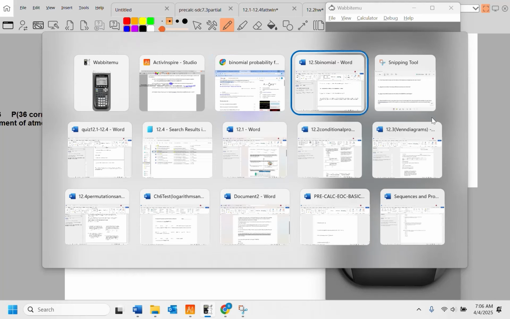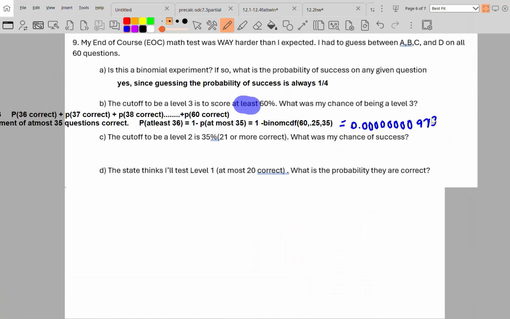What is my chance of success? So to be a level 2 or more, I understand that this is going to be the complement of at most 20. So the probability of 21 correct is going to be 1 minus the probability of at most 20. So 1 minus, because we're doing complements.